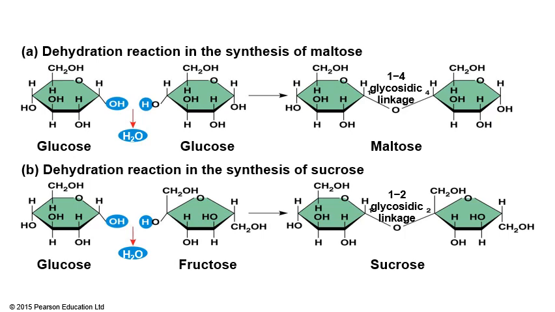Anyway, this maltose is composed of one glucose and another glucose joined together by a dehydration reaction. So glucose and another glucose go through a dehydration reaction, extracting out one molecule of water, and they are connected together.